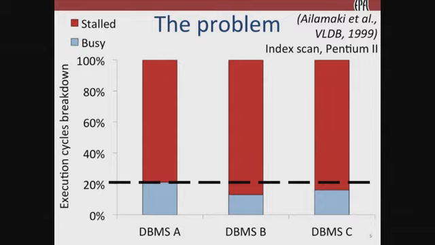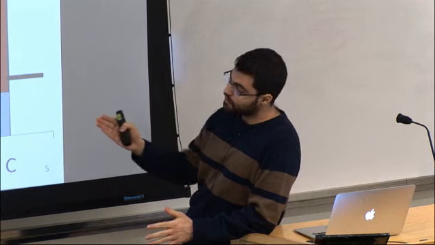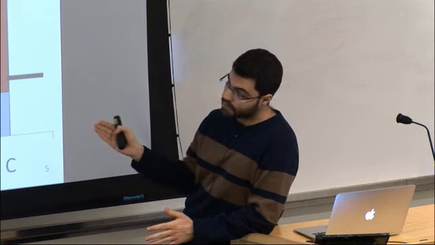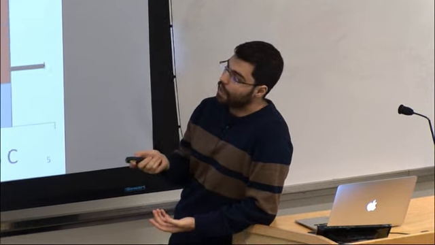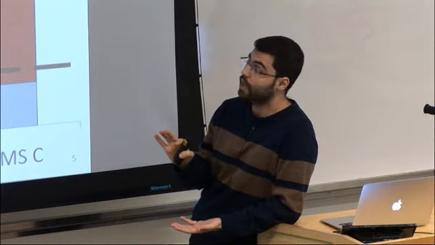This graph is from my advisor's VLDB 99 paper. On the x-axis, you see 3 databases, DBMS A, B, C, anonymized. They are all commercial disk-based databases. This is 99. On the y-axis, you see the execution cycles broken down into busy and stalled cycles. A busy cycle represents a cycle where at least one instruction is retired, whereas a stalled cycle represents a cycle where no instruction is retired at all.